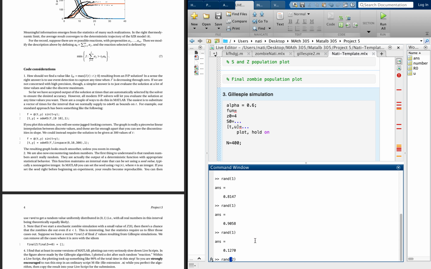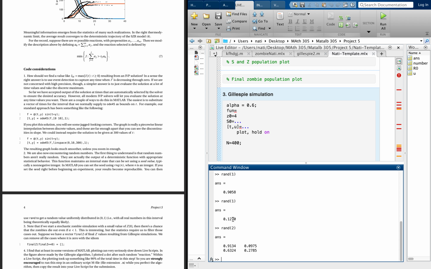Don't get confused and do rand 1 and then rand 2. What the number inside means doesn't mean the number of randoms you have, but it means the size of the random number. So if you do rand 1, you get a matrix of 1 by 1. If you do rand 2, you get a matrix of 2 by 2. So always do rand 1. Now, if we look at here, we have a random number 1 of 0.8, 0.9, and 0.1. If we keep on doing rand, we're never going to be able to replicate this sequence of random numbers.